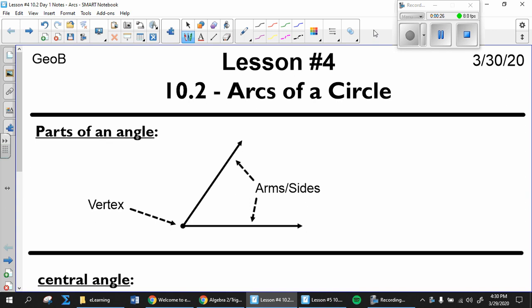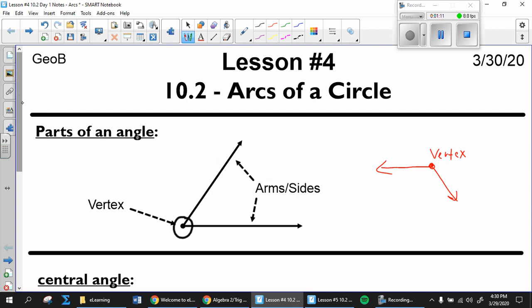Before we actually get into that, I just want to review what an angle is and the different parts of an angle. So we know that an angle is really just two different rays that have the same endpoint. What we call this endpoint is the vertex. This point of any angle, we call the vertex. And then we call the two rays that make the angle either the arms or the sides of the angle.